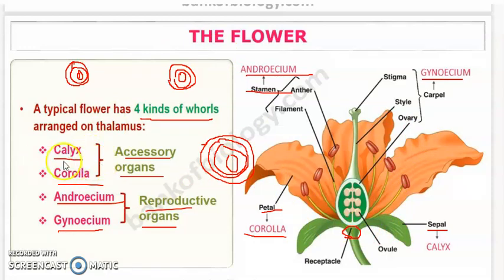Right, children, clear with this? So please learn these names by heart. It is very important. You will be using only these names throughout the chapter. So calyx, corolla, androecium, gynoecium. Now let us move on to the next part.